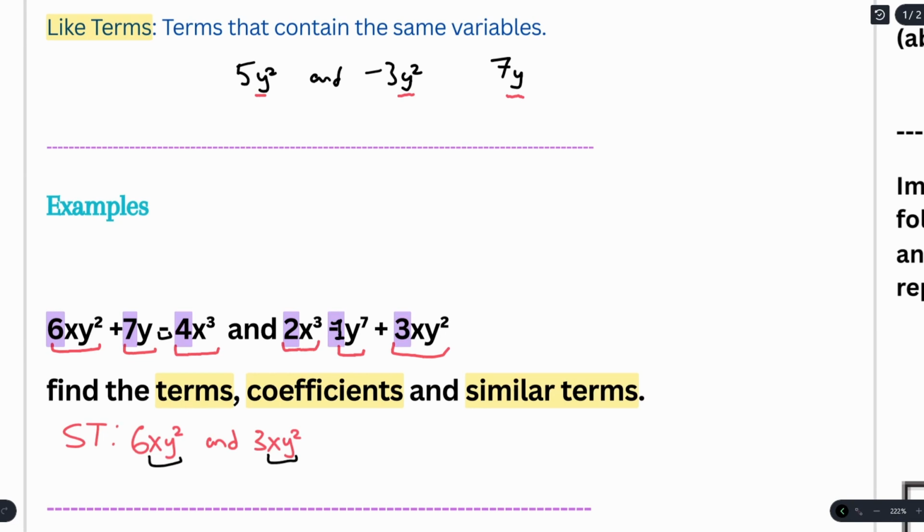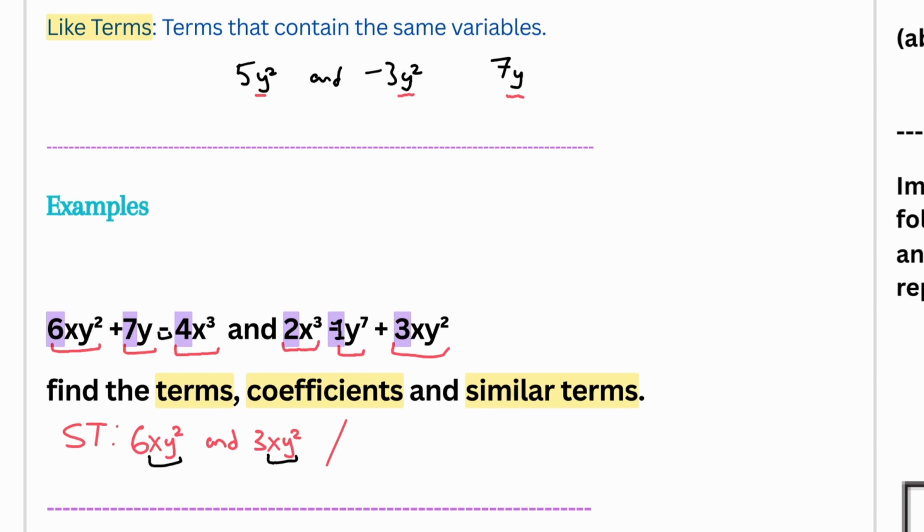Let's see if we can find another pair, or it doesn't have to be a pair, it could be a couple, right? So let's go to the next one, 7y. Y is the variable. Do you see any other expression that has the y variable? If you choose y to the power of 7 like this one, that's not correct. They should both be the same variable. So I don't see another y.